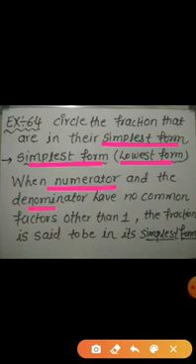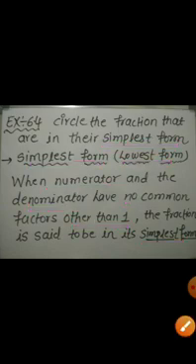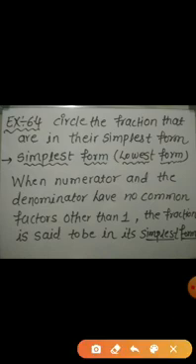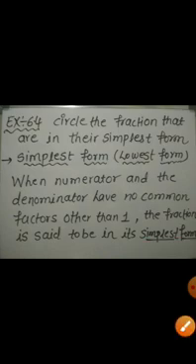When numerator and denominator have no common factors other than 1, the fraction is said to be in its simplest form. It means numerator and denominator should have only one common factor, that is 1. 1 is always there because we know that 1 is a factor of every number. But there should not be any factor other than 1. Then only we can say that the fraction is in its simplest form.